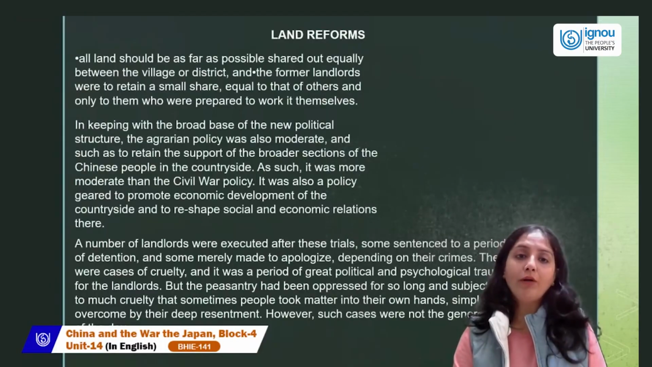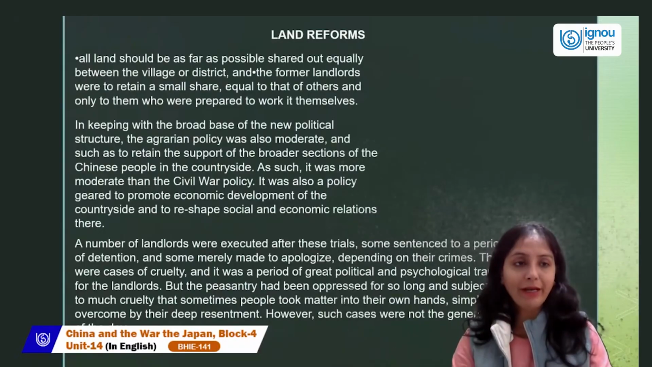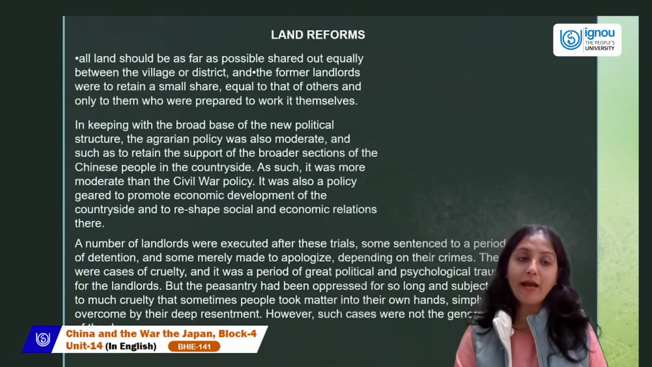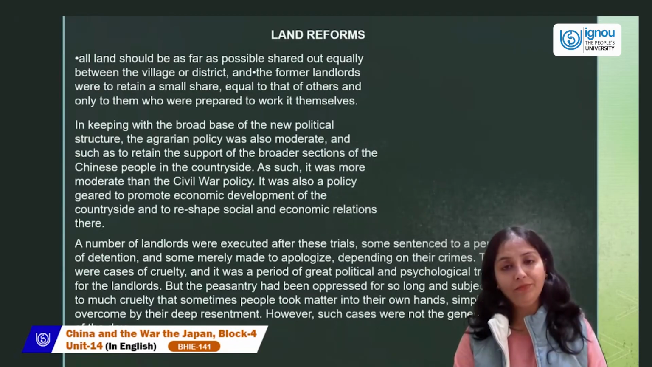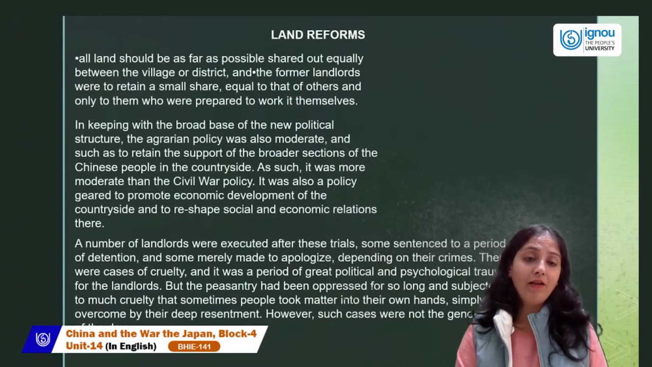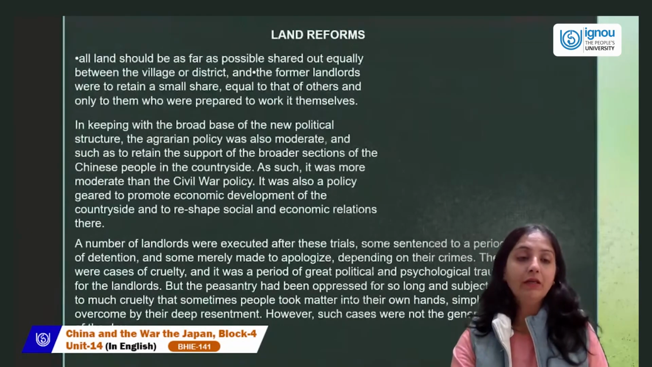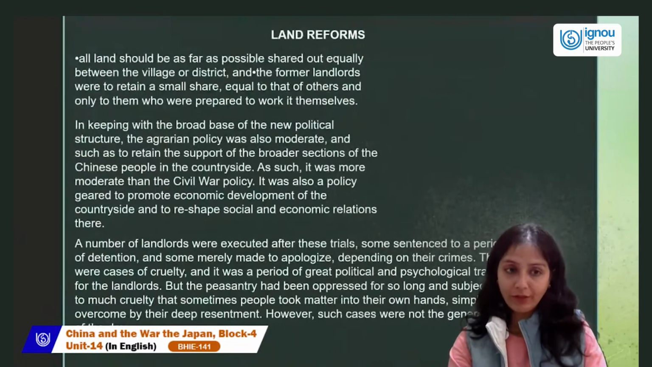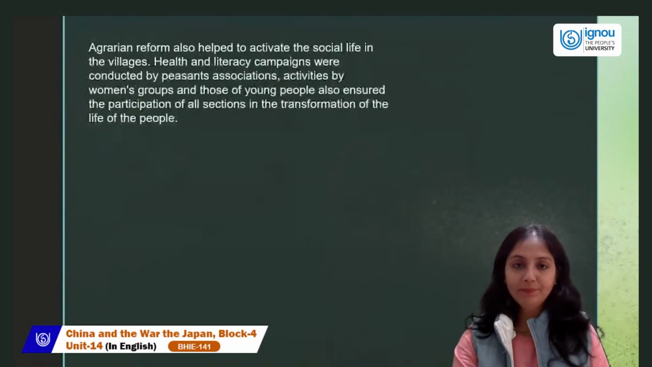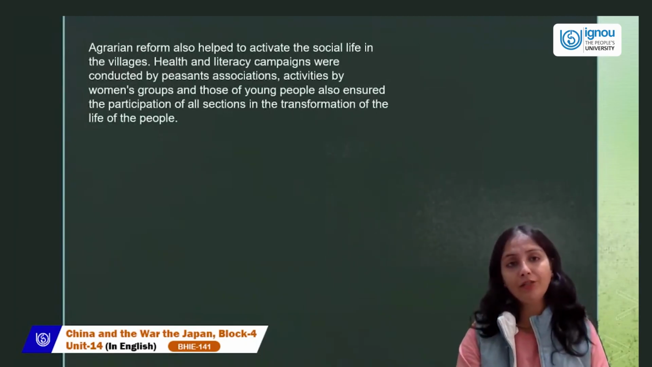In keeping with the broad base of the new political structure, the agrarian policy was also moderate and such as to retain the support of broader sections of Chinese people in the countryside. As such, it was more moderate than the Civil War policy. It was also a policy geared to promote economic development of the countryside and reshape social and economic relations also.